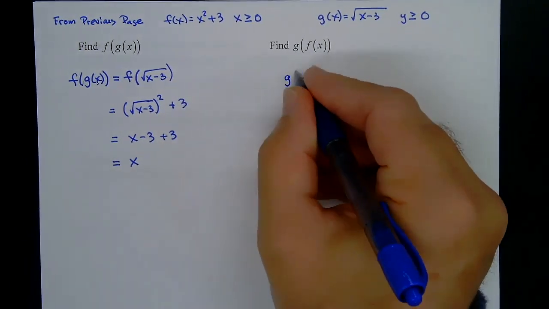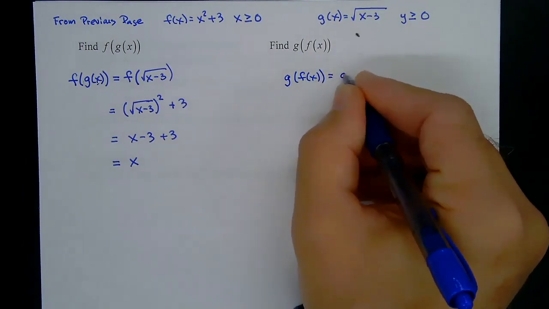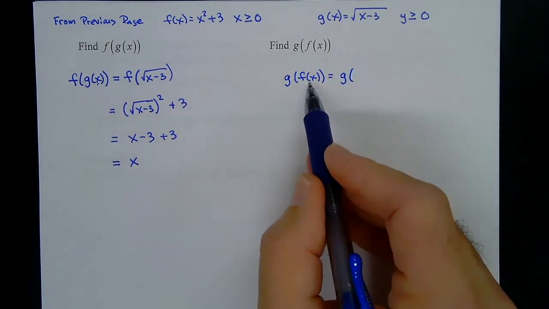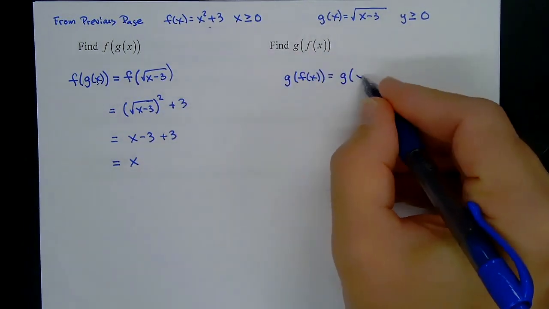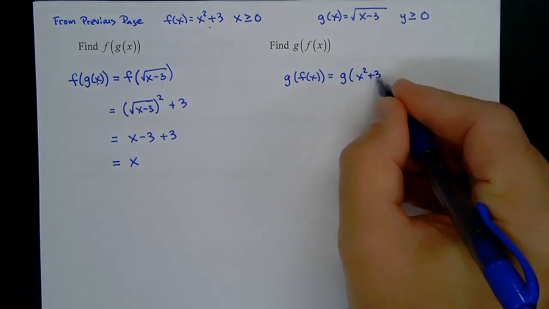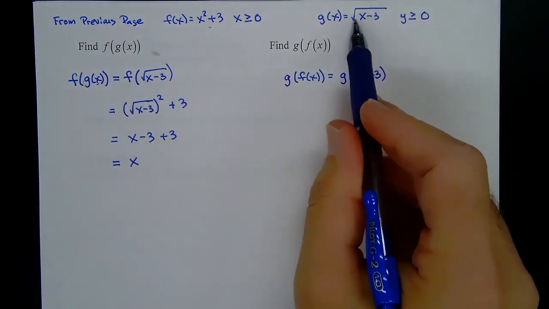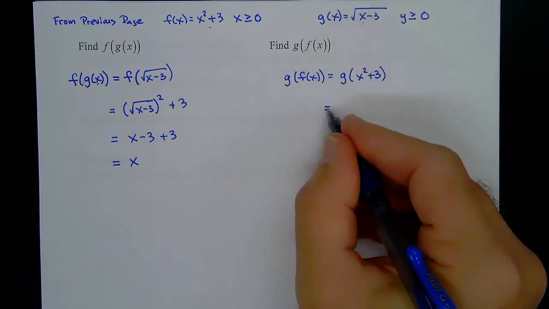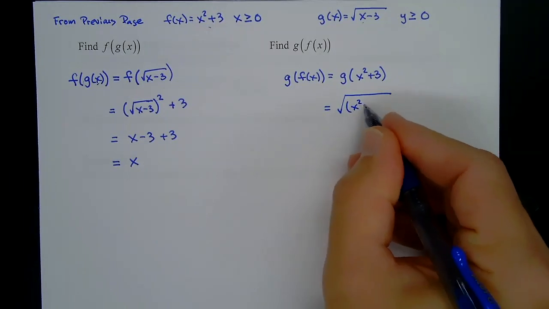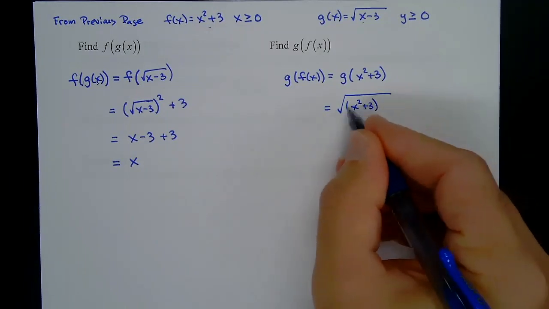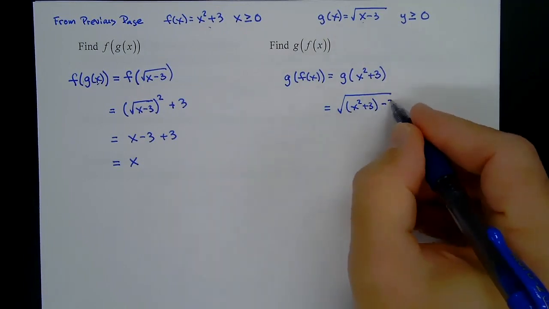So we have g of f of x is equal to g of, this time f of x is the inside function, so that'd be x squared plus 3. And then I need to put that where the x is for the g function right here. So this becomes the square root of x squared plus 3. I'm using parentheses just to show you that's where I'm putting where the x was. That's where this goes. And then minus 3.